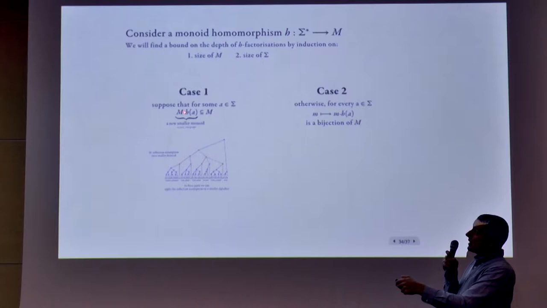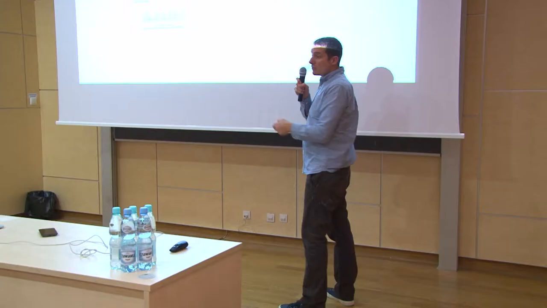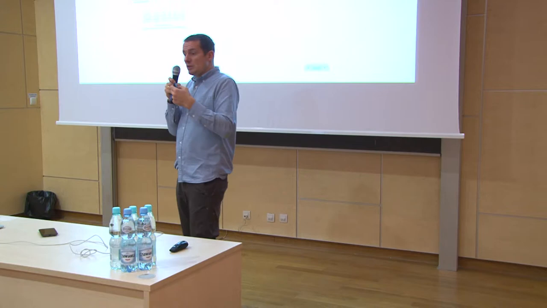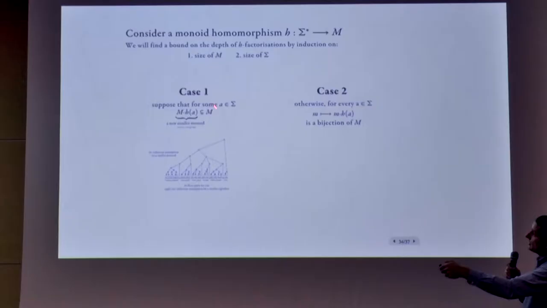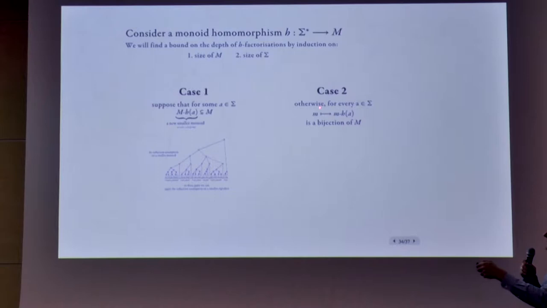which means that multiplying by that letter gives me the entire monoid, which means that multiplying by that letter gives me a bijection on the monoid, because we're talking about a finite set. So, you know, if it doesn't decrease, every element gets mapped to exactly one. That means that if I do not have case one, then for every element A, the function that takes an input and multiplies it to the right by h of A is a bijection of the monoid.